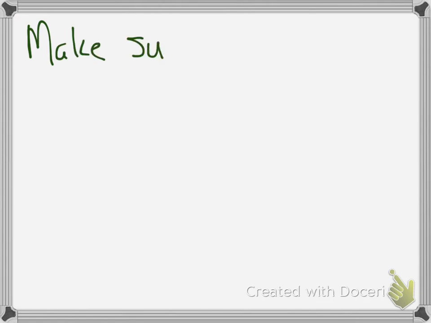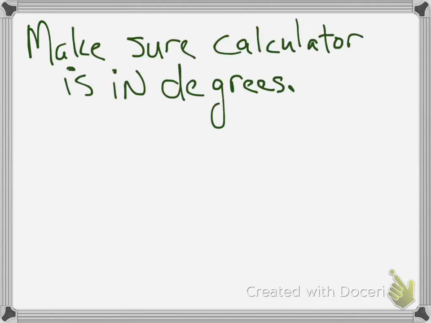Also, make sure that your calculator is in degrees. For some reason, a lot of calculators are defaulted into radians, and you need to make sure you're in degrees. There's two ways that we measure things. We now measure things in degrees, but back then the Greeks were measuring things in what they called radians, which means in terms of pi. So you need to make sure your calculator is in degrees to get the answer that you need.